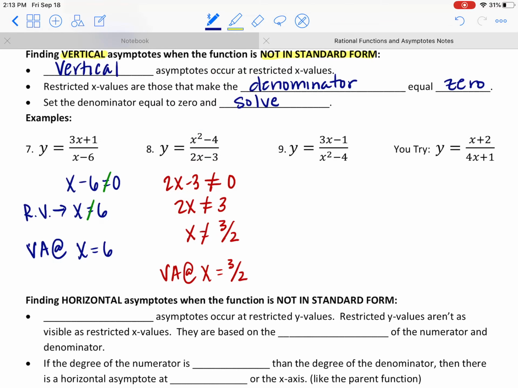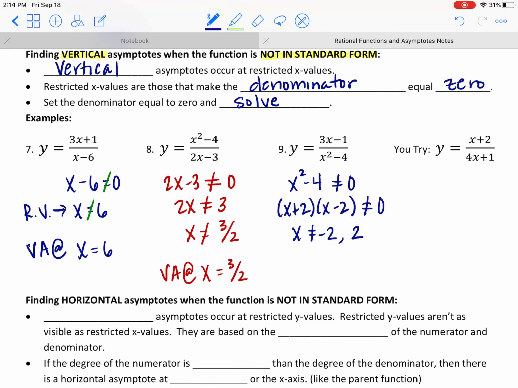Okay? How about this guy? Again, this denominator, in this case x squared minus 4, it cannot equal 0 because that is not defined. Now x squared minus 4 is going to give us two restrictions. Hopefully you're recognizing this difference of squares factors into an x plus 2 and an x minus 2. So if neither of those can equal 0, that means x cannot equal -2 or +2.